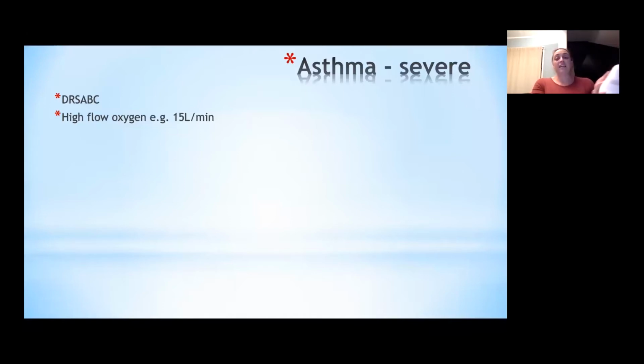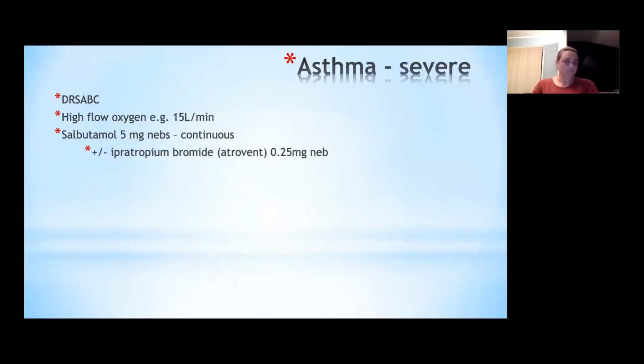For severe asthmas, your treatment, start with your doctor's ABC. We're going to give high flow of about 15 litres per minute. We can give salbutamol nebs, again, if they're hypoxic. You want to give 5 milligram nebs, and we can give them continuous. Quite often we add some atrovent, some ipratropium bromide of about 0.25 mg per neb. We tend to do 3 in a row, so you do 3 salbutamol with atrovent in a row, and then you just sort of switch to salbutamol, which you can give as often as you need, and then atrovent will be 4 hourly.